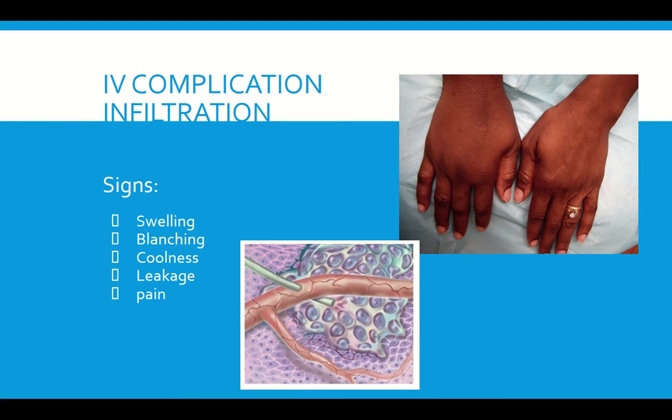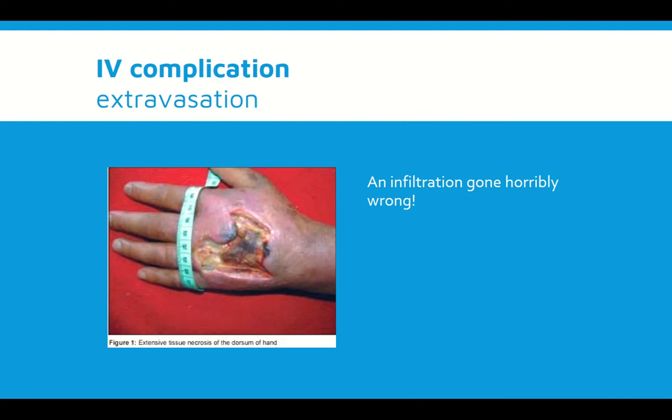Some IV complications. One is infiltration. This is the most common, and it is when the cannula has wiggled its way outside of the actual vein and we have fluid leaking into the surrounding tissue. These can be painful when the patient complains of pain. This is usually the first thing we're going to look at.